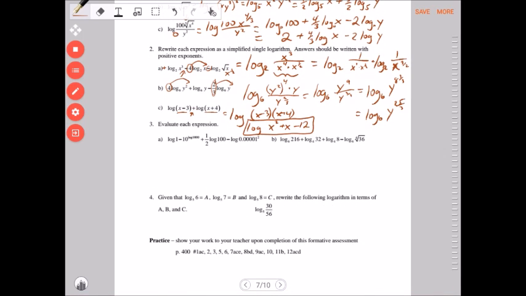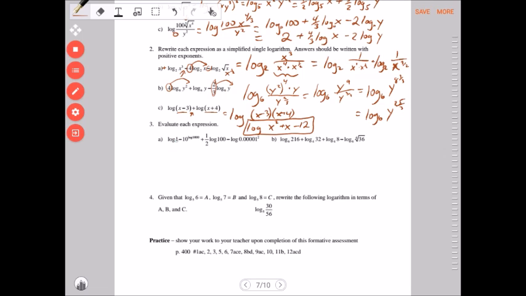Cooking with gas, woohoo. Okay, number 3, evaluate each expression. So log 1 minus 10 to the log 1,000 plus a half log 100 minus 2 log of 0.00001. Whew, okay. Well, tell you what, let's do some converting here.